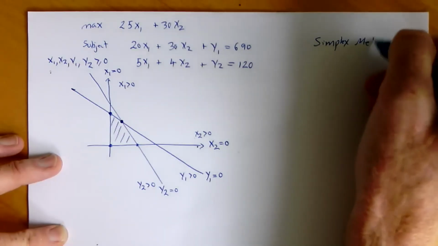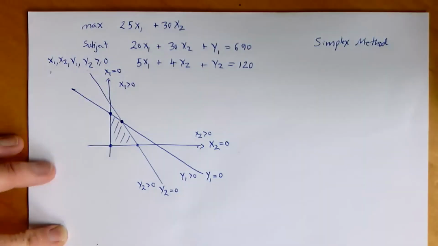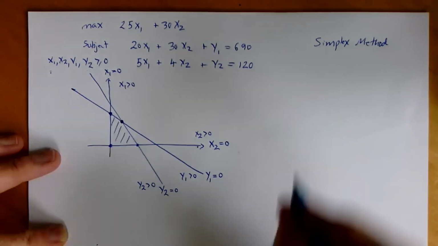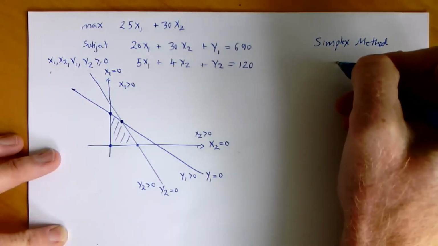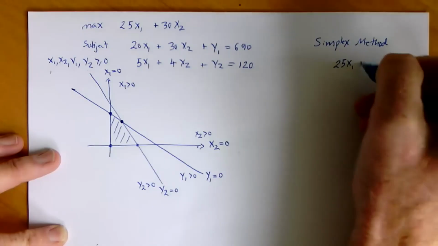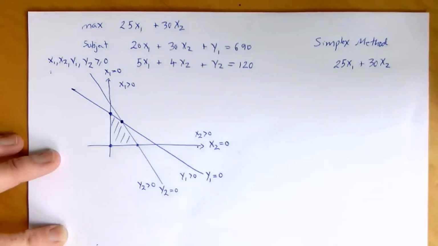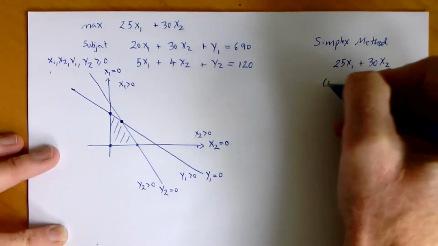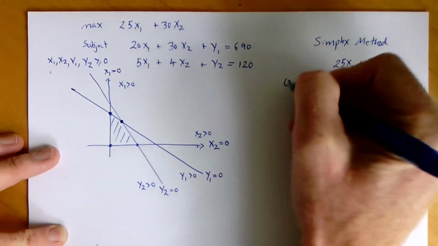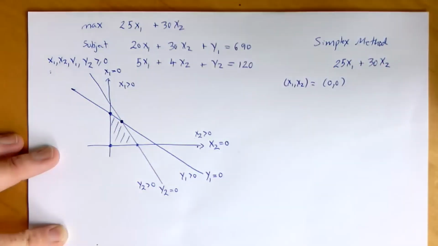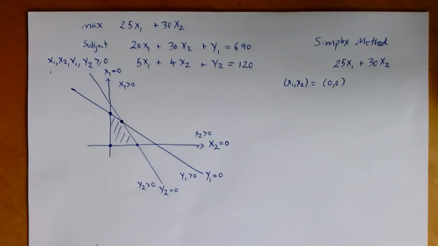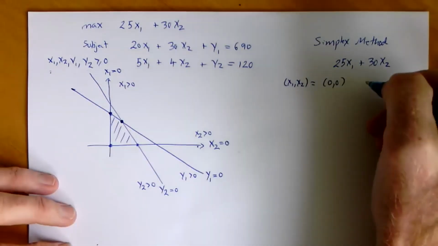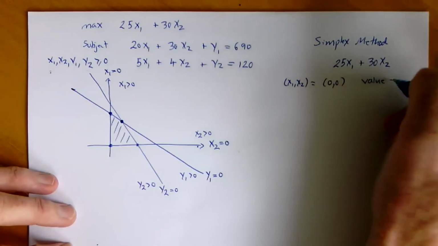And here we think about the simplex method conceptually. So initially, we want to maximize our function 25x1 plus 30x2. I'm going to assume that we already have a feasible point, and here we're going to take our first intersection point, which is 0, 0. Okay? And we know that the value of the function there is 0.